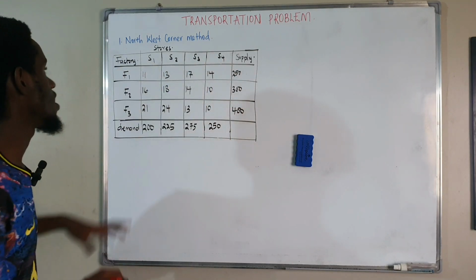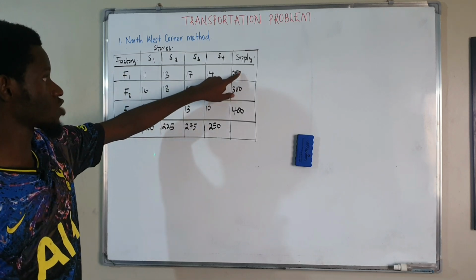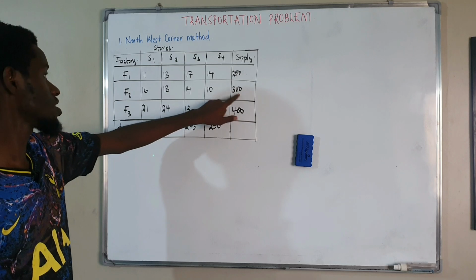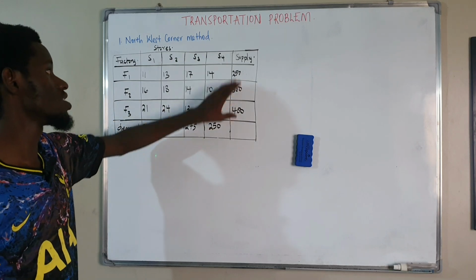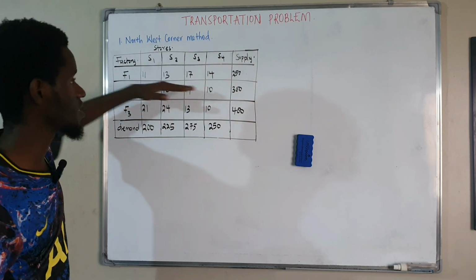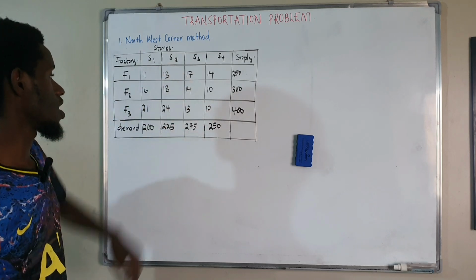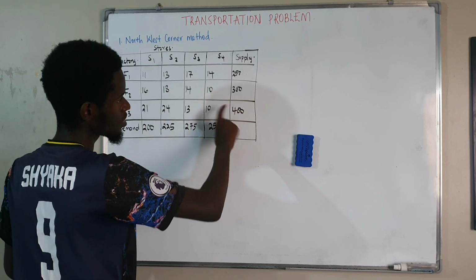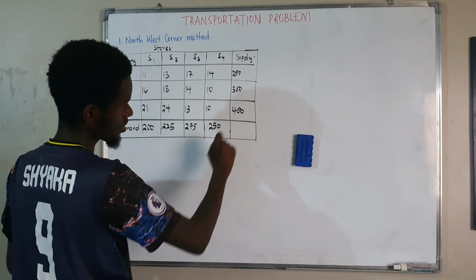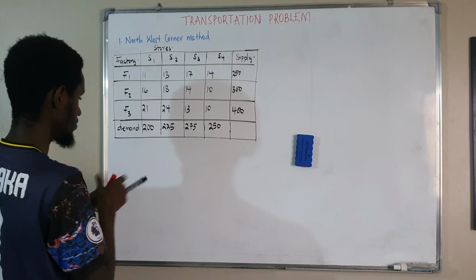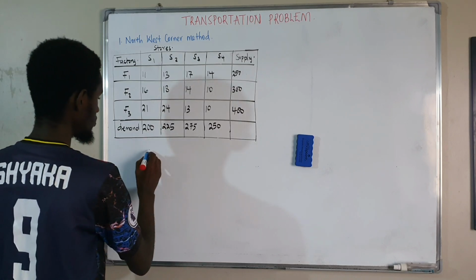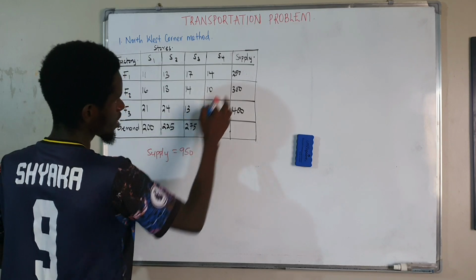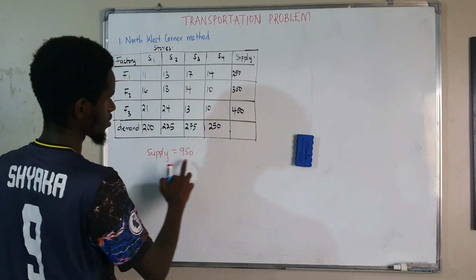Factory 1 is supplying 250 commodities. Factory 2 is supplying 300 commodities. Factory 3 is supplying 400 commodities. Therefore, the rows are the supply side, and the columns are the demand. Here, the supply is 250 plus 300 plus 400, which is 950.